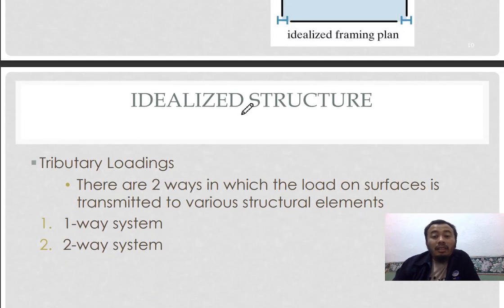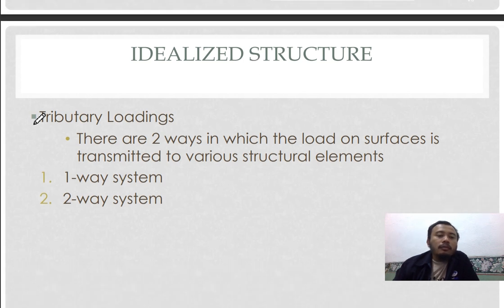That is the simple way. We eliminate the unknown moment that could occur at the joint if it is a fixed joint. Okay, next is tributary loading.